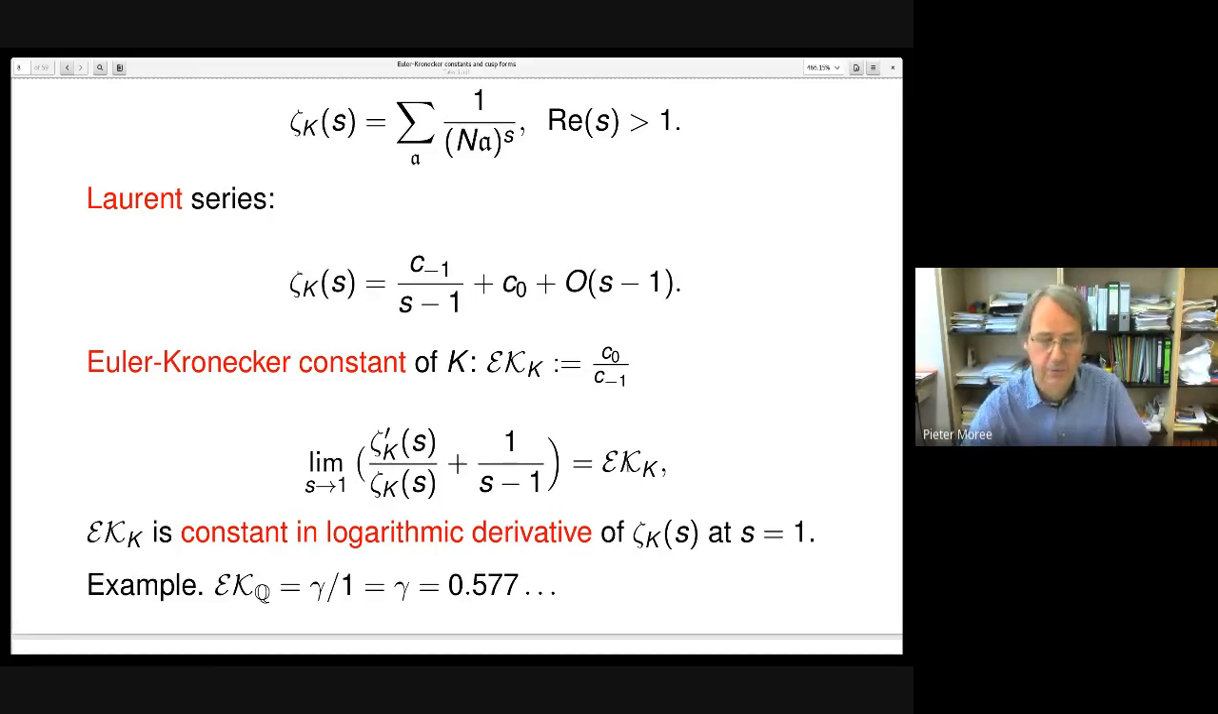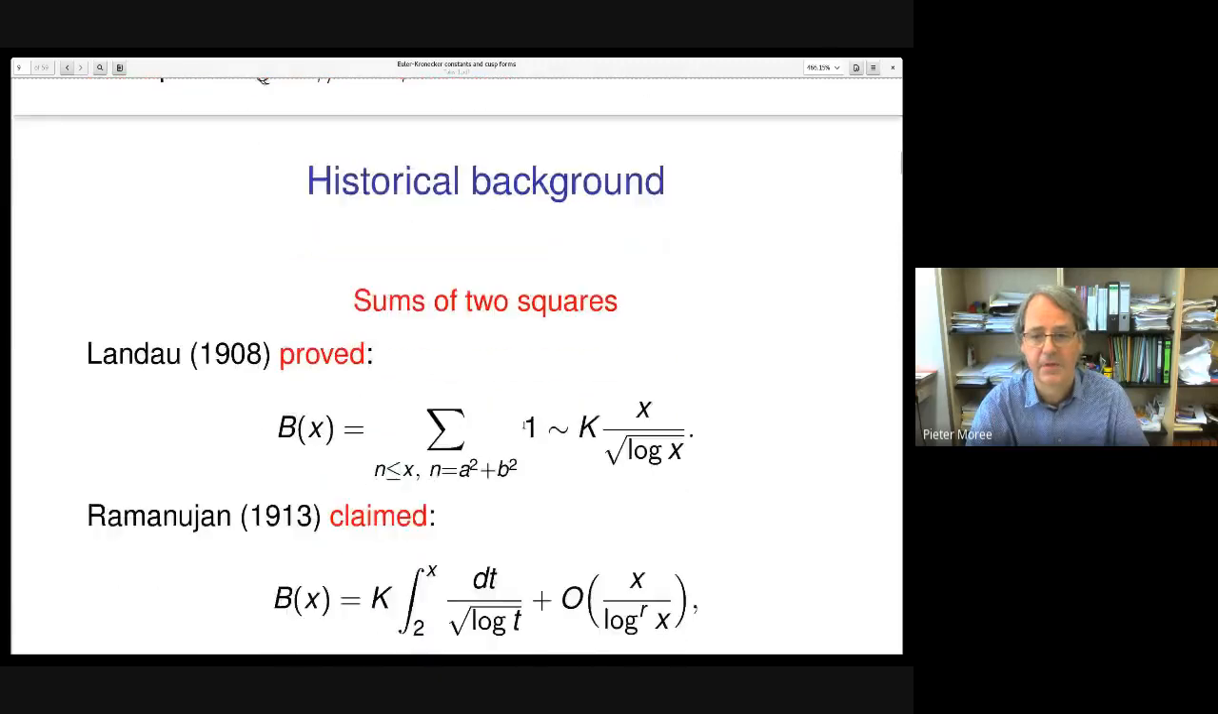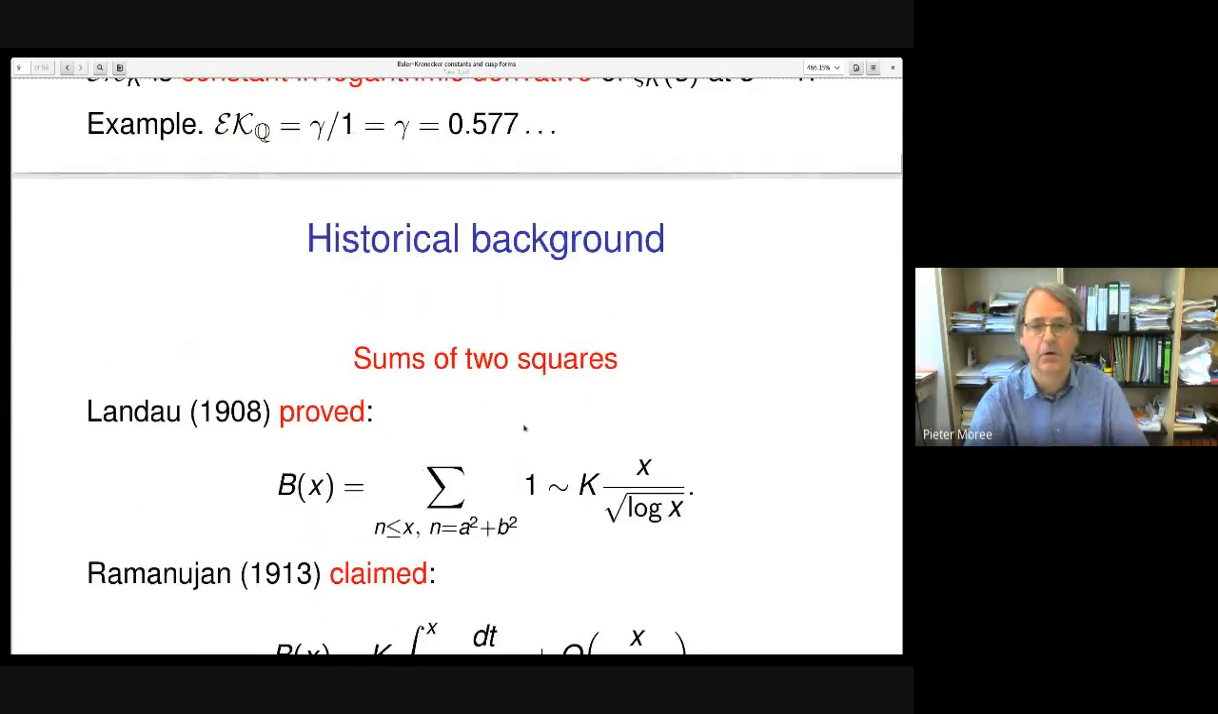So, and if we do this for the rational numbers, then we get the Euler constant divided by 1, because the residue was 1. So we just get the Euler constant. So now let me tell you something about the historical background.